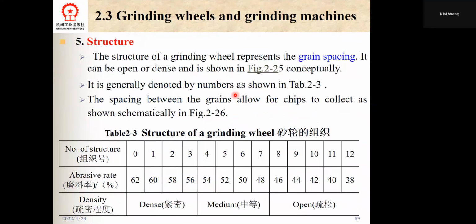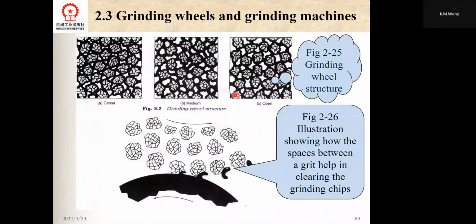And the fifth is structure. The structure of the grinding wheel represents the grain spacing. It can be open, medium, or dense, as shown in this figure. This is dense, this is medium, and this is open.